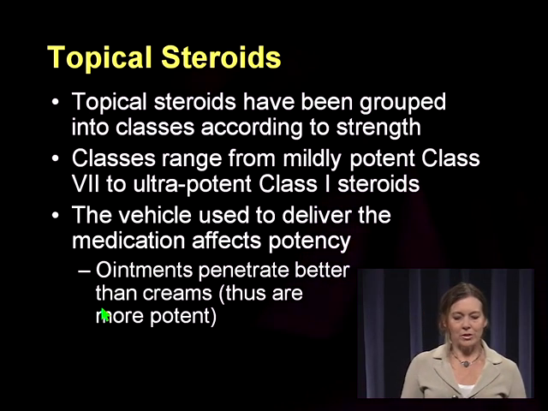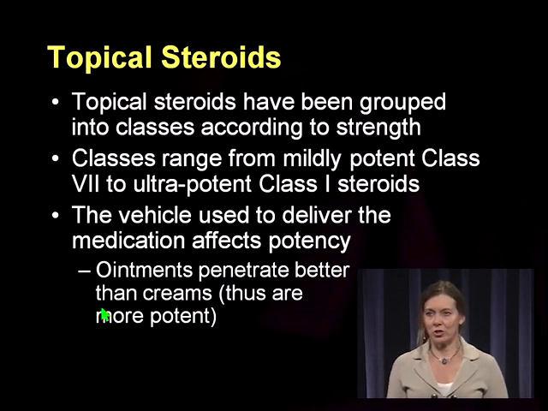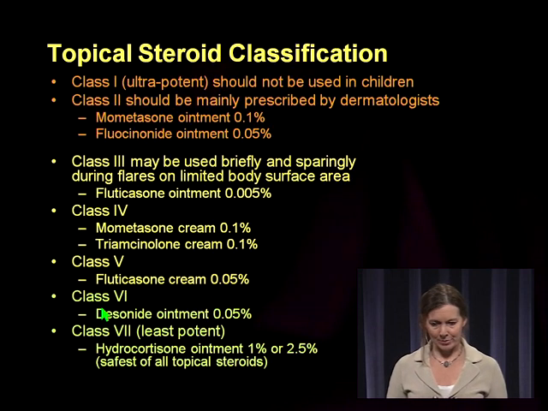So you probably know that topical steroids have been grouped in different classes depending on their strength. These range from very mild topical steroids, which are categorized as class 7, to the ultra-potent ones, which are class 1. And the vehicle of the steroid can actually affect its potency greatly. Ointments tend to penetrate more so than creams, and so they tend to be more potent. And I'll show you a couple examples.